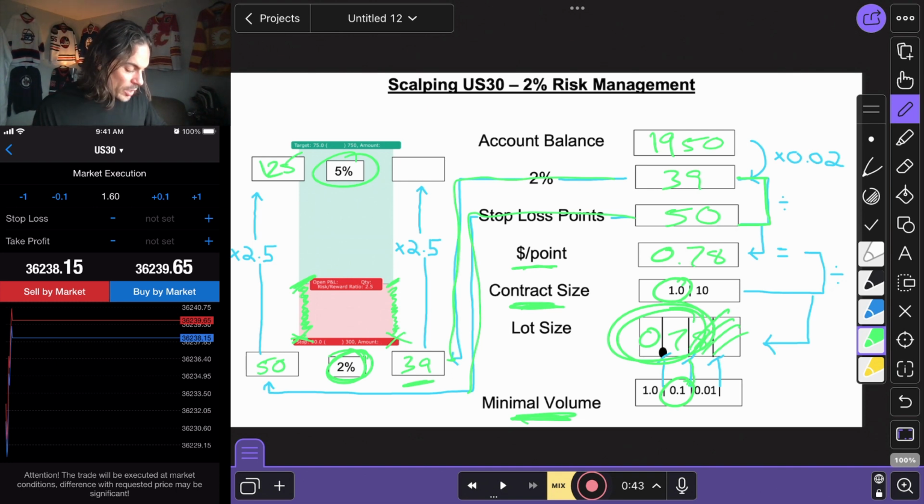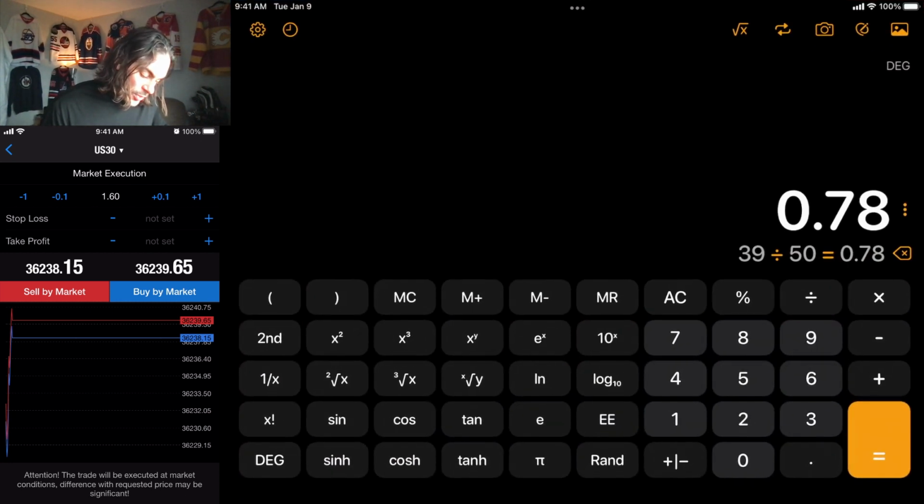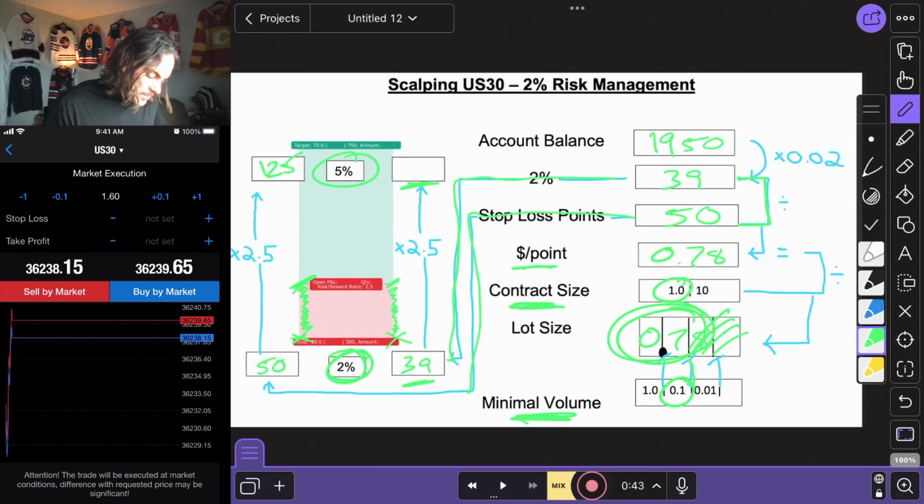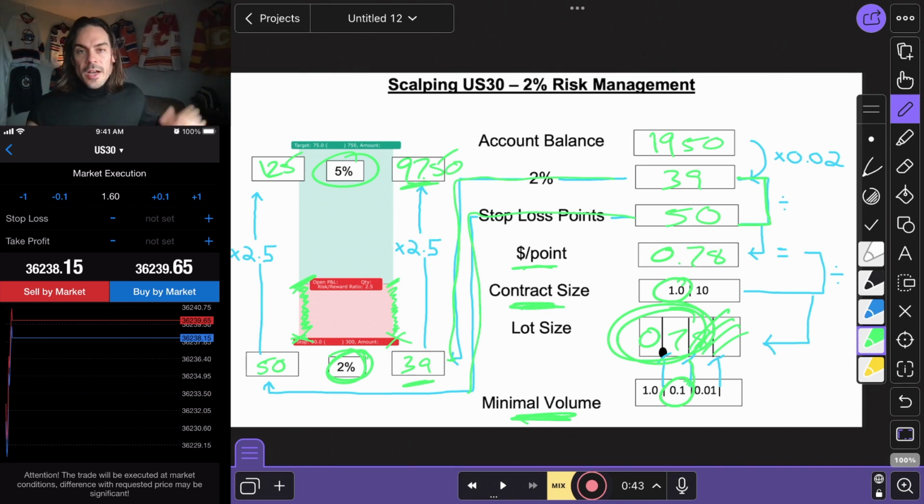And then the last thing I want to be looking at is what's my dollar value for the day. Okay, so let's just see, if I had $39 and that's 2%, if I multiply that by 2.5, I'm going to have 97.5. Almost $100. Okay, almost $100. And that's how we do our lot size calculation.